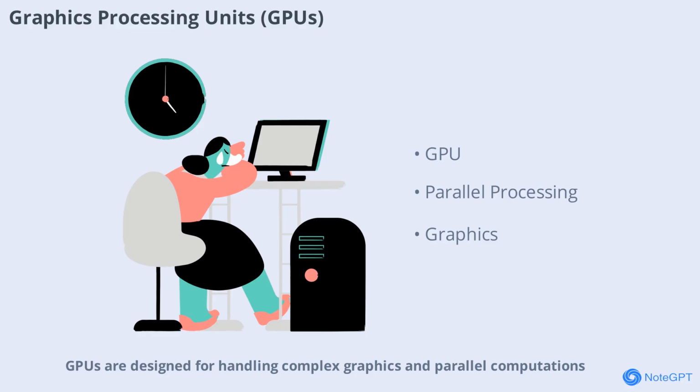GPUs are designed for handling complex graphics and parallel computations. They have many smaller cores optimized for tasks like rendering images or processing large data sets. GPUs play a crucial role in gaming, scientific research, and artificial intelligence.